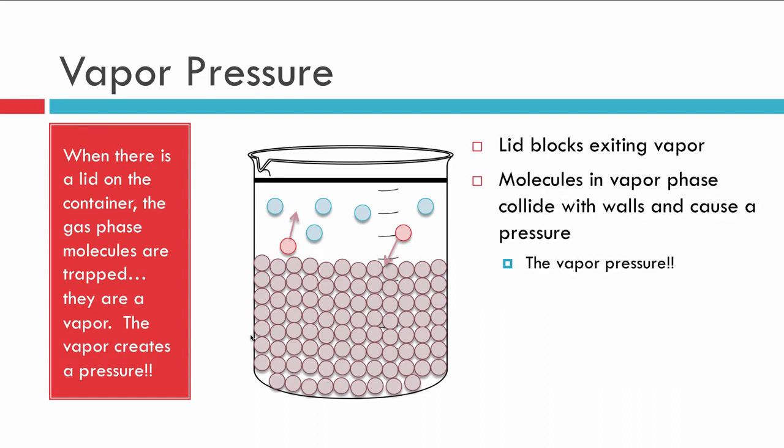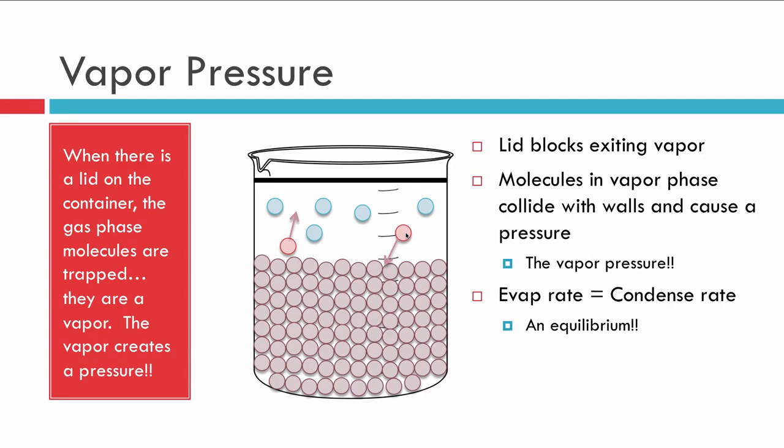The molecules above in the vapor phase, these bluish molecules, I've given them a color to kind of separate them, they are bouncing around off the walls and create a pressure. And this pressure is called the vapor pressure. However, at some point, the number of molecules that are evaporating and the number of molecules that are condensing will be equal. And at that point, we get an equilibrium.